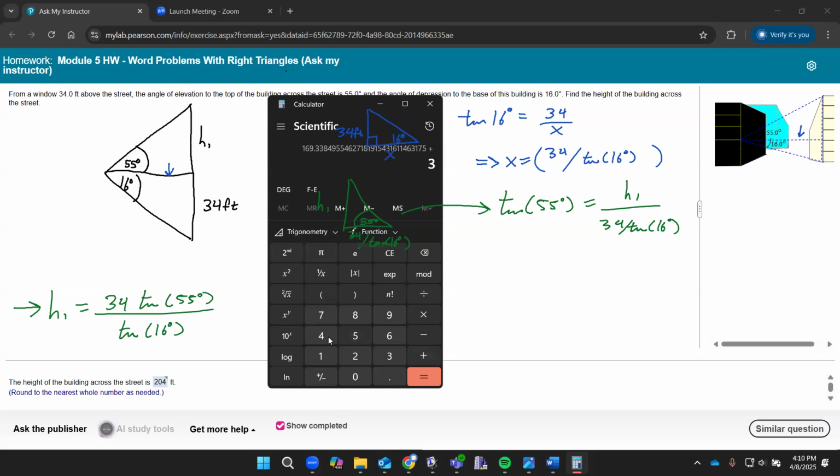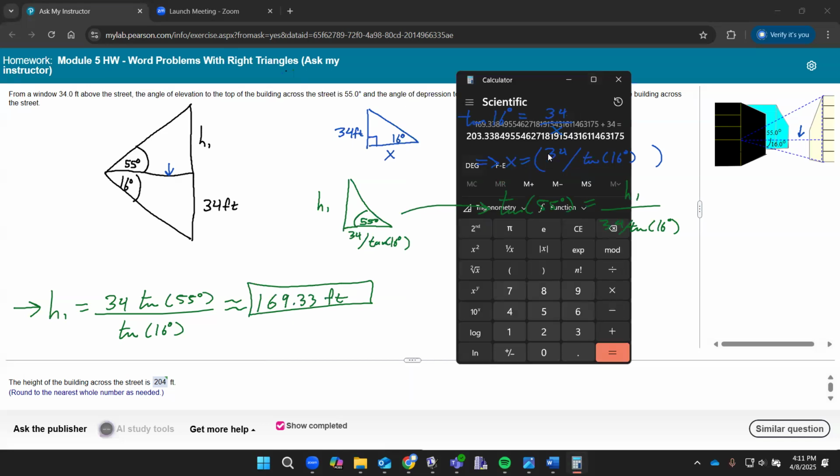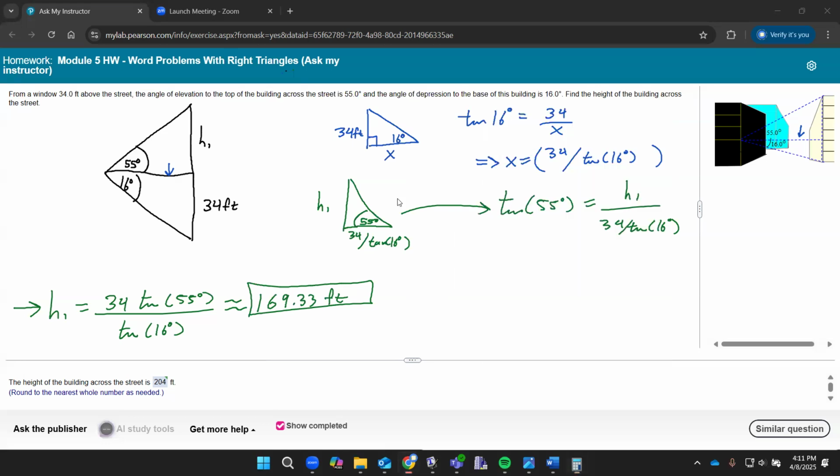But there was an additional 34 feet there. So now I think the building is roughly 203 feet. And I see the correct answer was 204. So I wonder what happened there. And then from there, I'm wondering if the computer rounded. Let's see. All right. So I'm pretty confident in my answer. I don't think there's any coincidence that we're getting that.